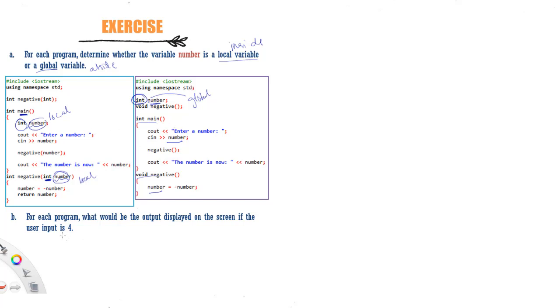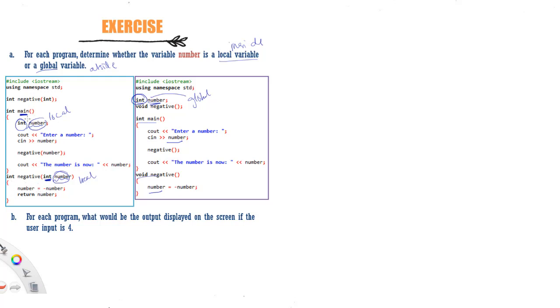So if we take a look at this next question, you will understand this a bit better. For each program, what would be the output displayed on the screen if the user input is 4? So let's take a look at this program right here, the first one. Whenever we run a program that has functions in it, take a look at the main function first. Don't take a look at the other functions yet.